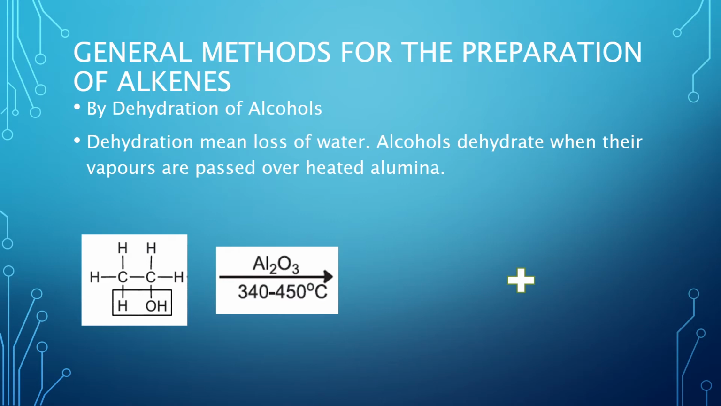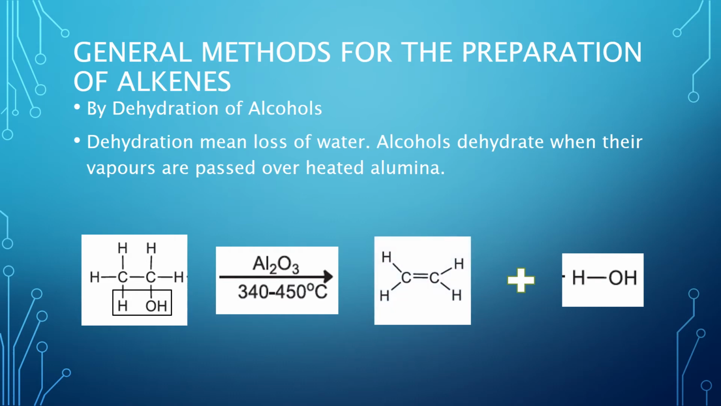As you can see, hydrogen from one carbon atom and the OH, hydroxy group, from the other carbon atom will be removed as a water molecule, and the remaining product will be ethene. When hydrogen from one carbon atom and hydroxy group from the other carbon atom are removed as a water molecule, then a double bond will be produced between the 2 carbon atoms of ethene, and ethene will be our product.